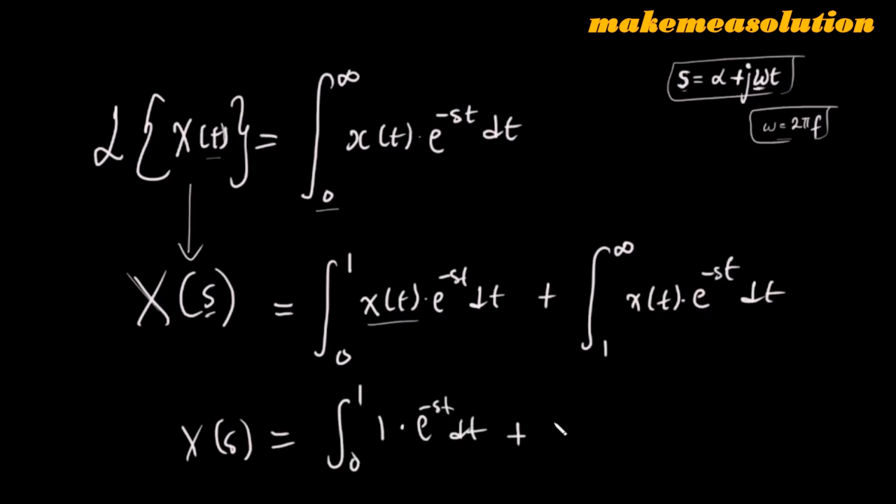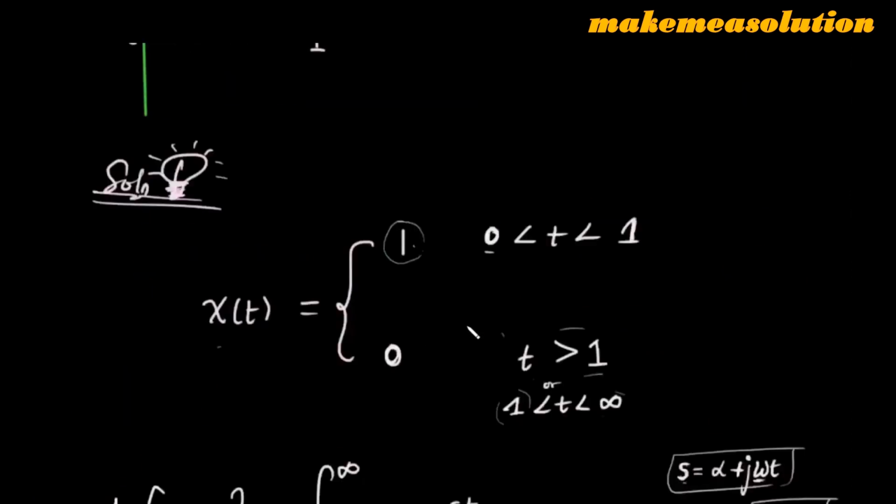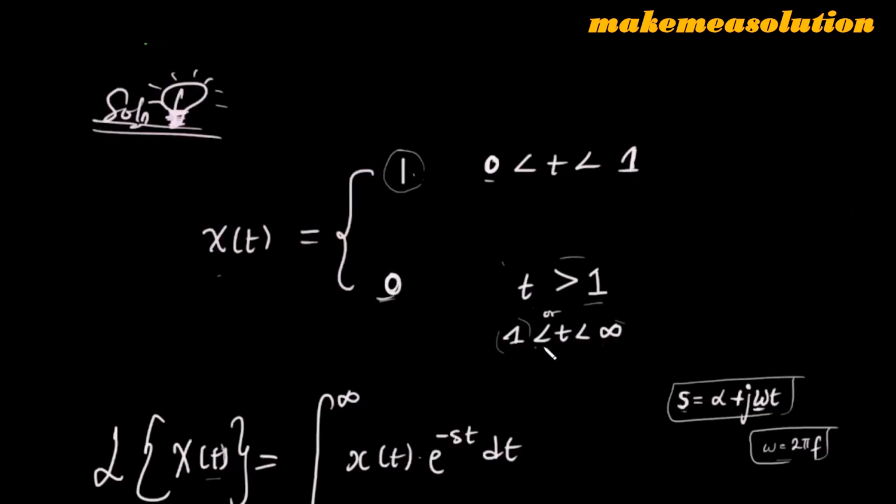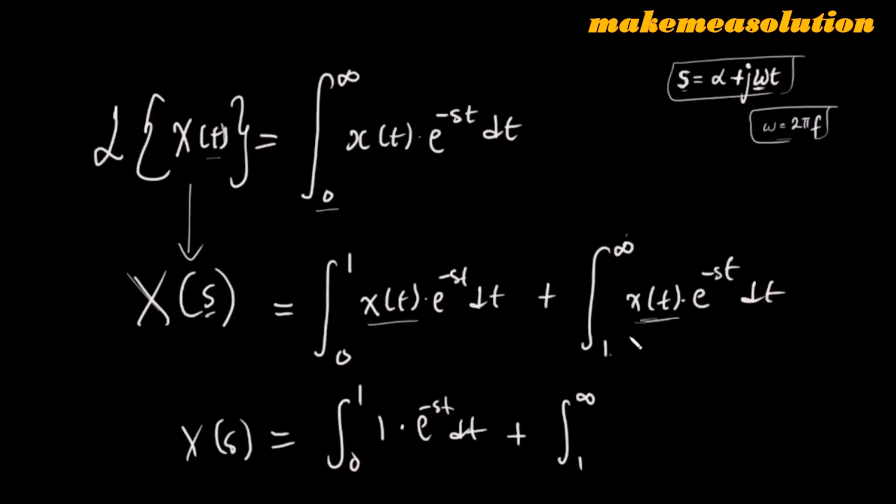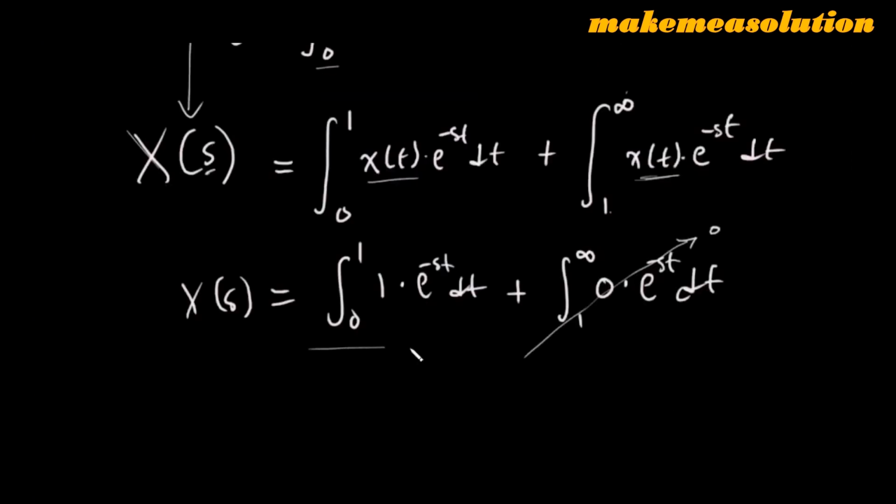Then plus the integral from 1 to infinity. The behavior between 1 and infinity of this x of t, according to the piecewise function, is that it is 0 between 1 and infinity. So you replace it as 0 times exponential minus st dt. As usual, this part is going to evaluate to 0. So you don't need to focus on this second part of the integration. You're just focusing on this part.